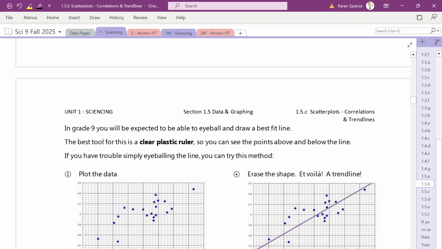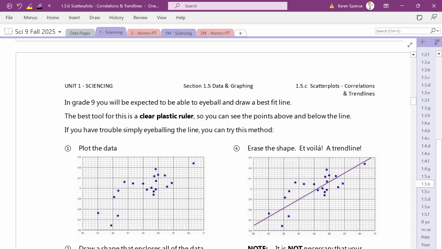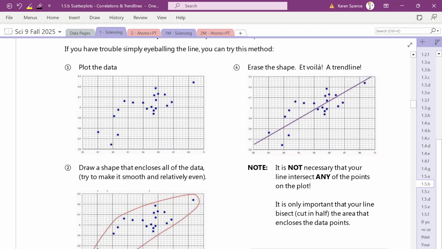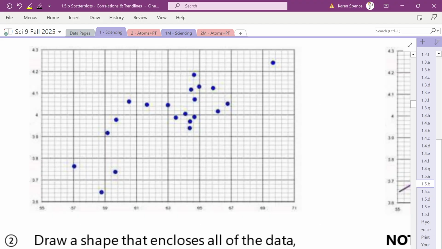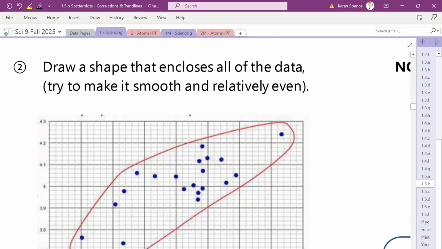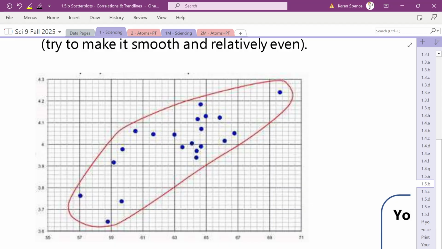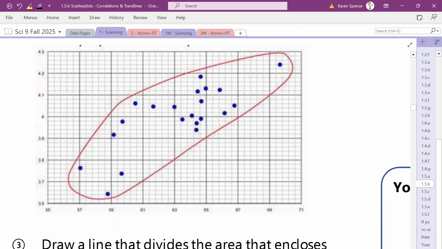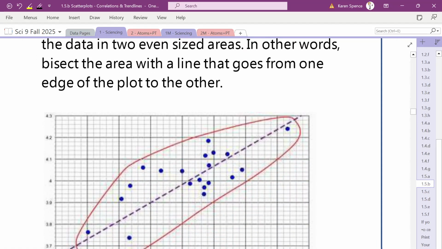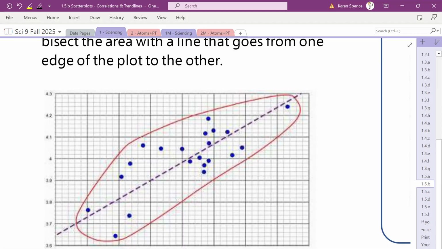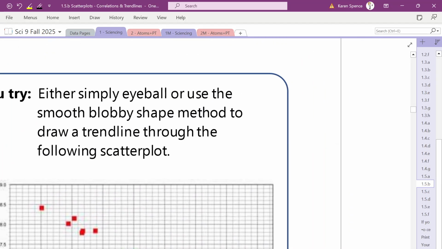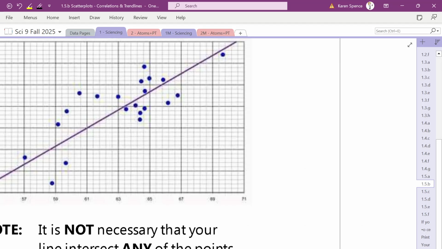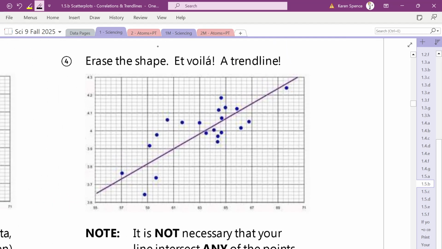Okay, so in grade 9, you will be expected to be able to eyeball and draw a best fit line. So this shows you how to draw the blobby shape. In step 1, you plot your data and you get your scatter. Step 2, draw your blobby shape that encloses everything. Step 3, draw a line that divides the area with the same number of points on top and below, and on the left and on the right. And then step 4, you actually erase the blobby shape.